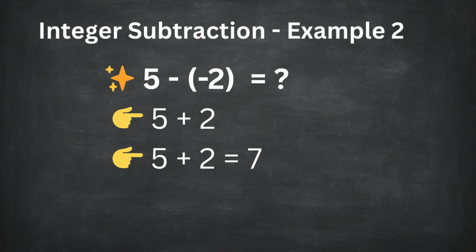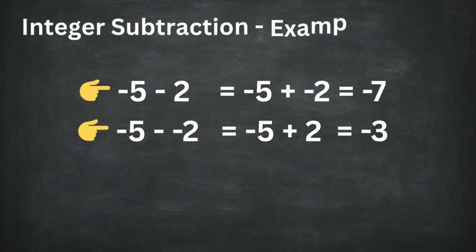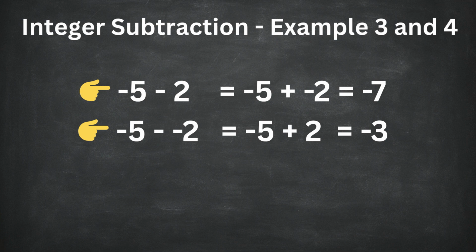5 minus negative 2 becomes 5 plus 2. Now both are positive, so we add. The answer is 7. Negative 5 minus 2 becomes negative 5 plus negative 2. Both are negative, so we add. The answer is negative 7.